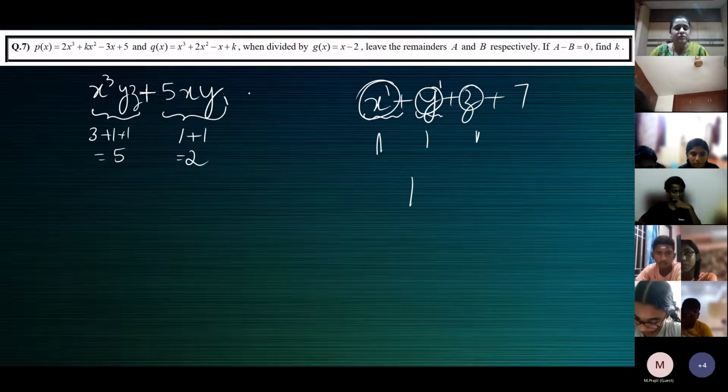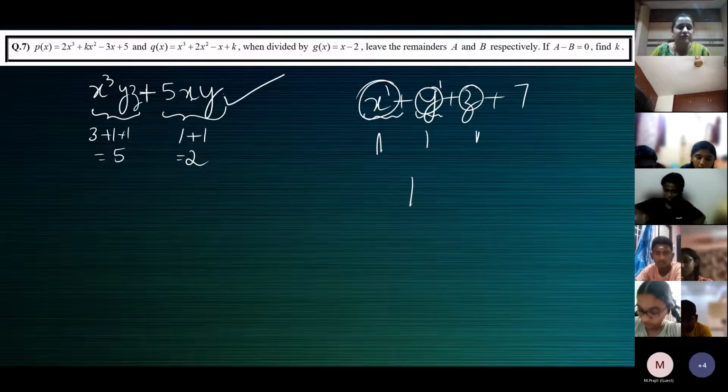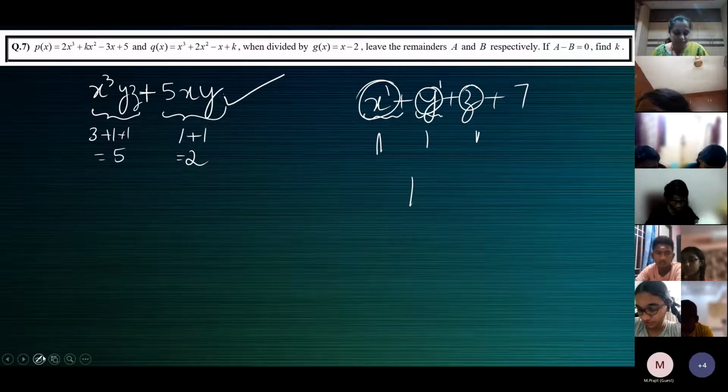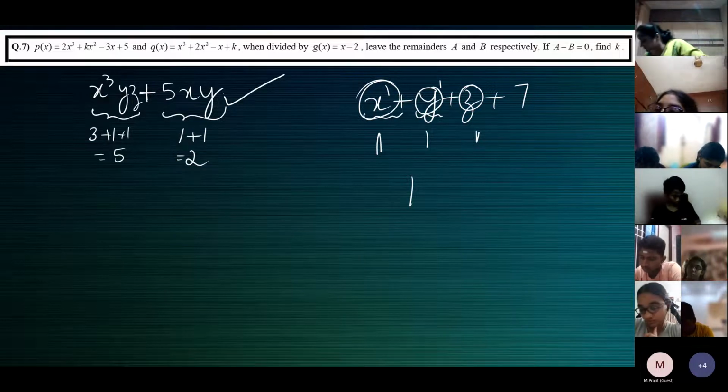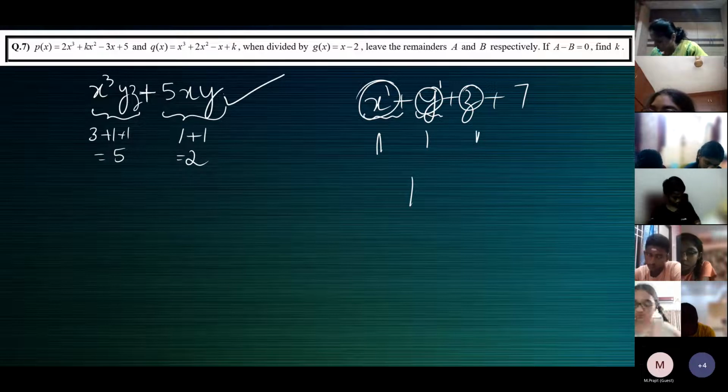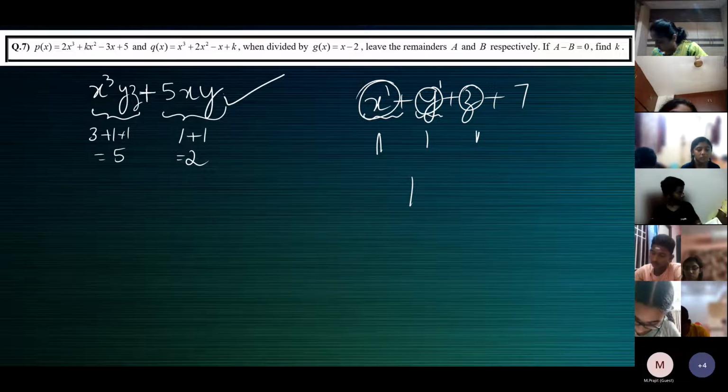Make a note of this one. This is an example of a binomial of degree 5. You must write that. Binomial. This is an example of a binomial of degree 5. Completed, ma'am.